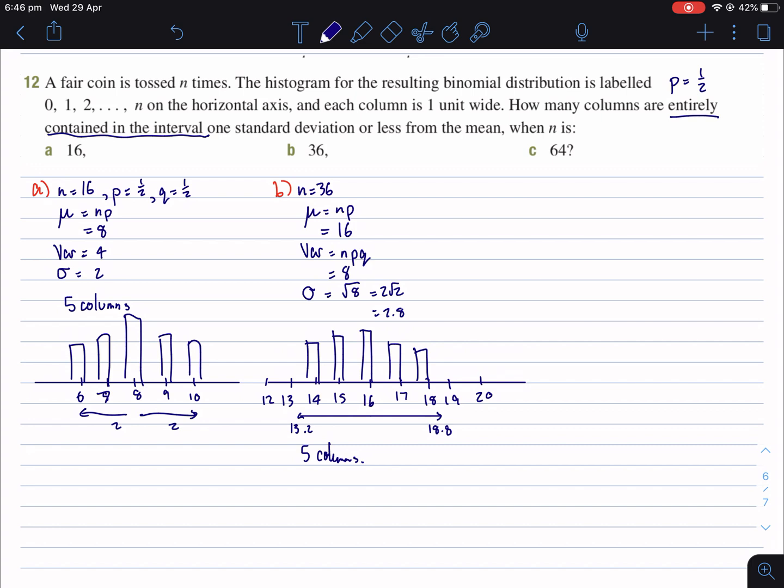What, have I done this wrong? 36 times a half. Oh. Okay. 36 times a half is not 16, it's 18, which means this is 9, this is root 9, which is 3. So yeah, we're going up to 9. Instead of being at 16, we're at 18.